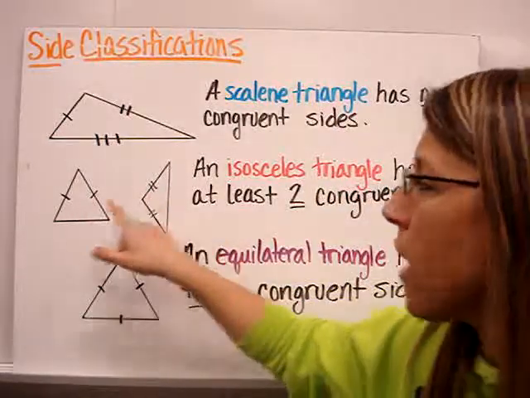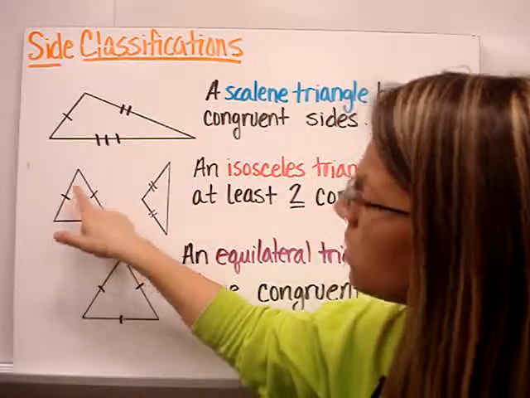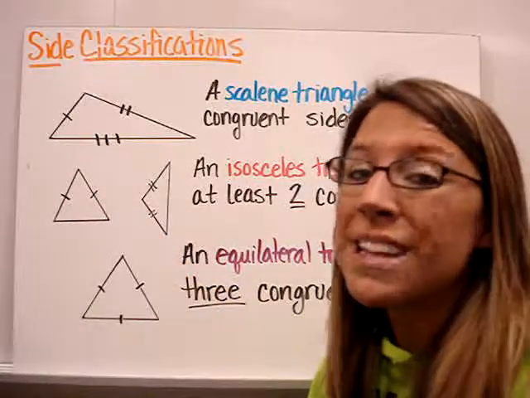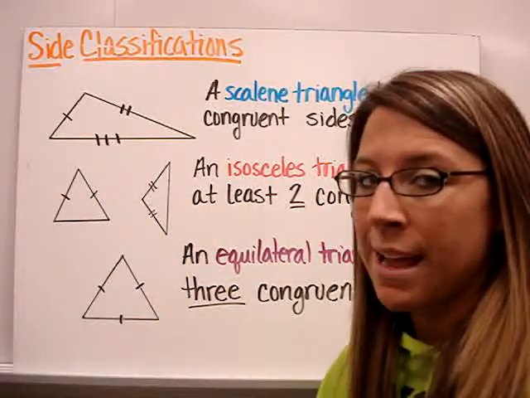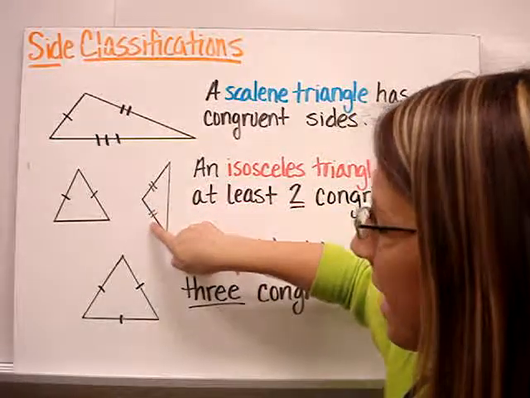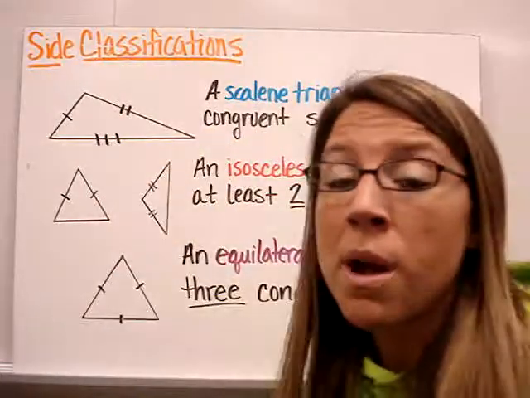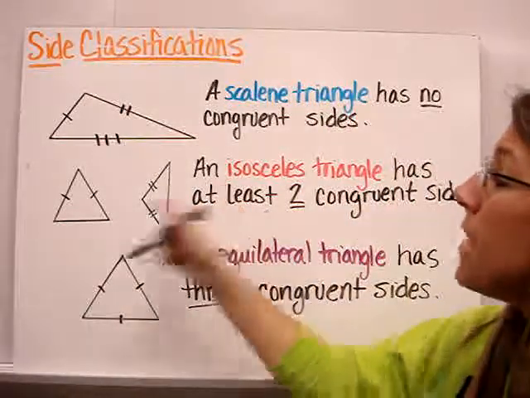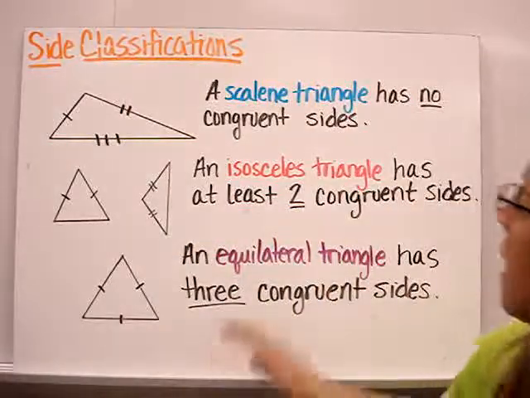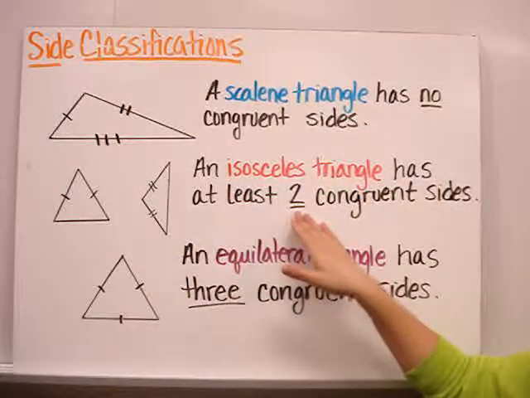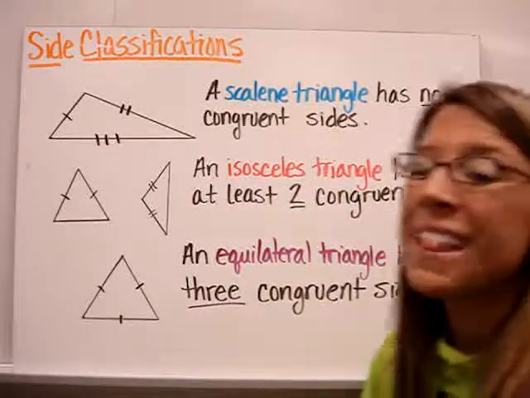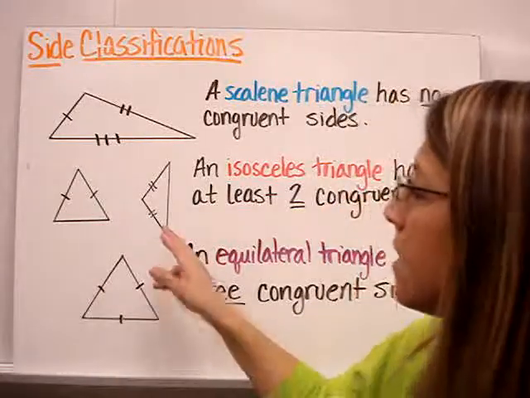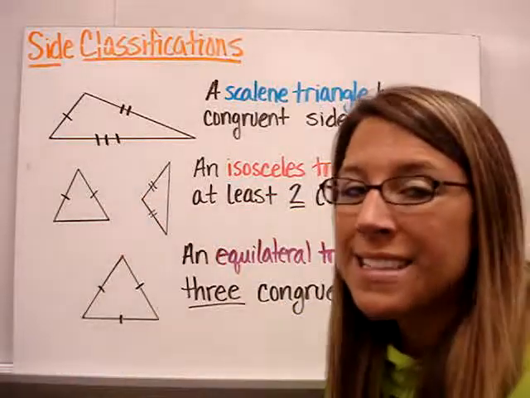Here we have two triangles. On this one, you can notice that the left side and the right side of this triangle have one tick mark each. That means that each of those sides are the same length. And then on this triangle, this side has two tick marks and this side has two tick marks. And that means that those two sides are the same length. So these are both called isosceles triangles. An isosceles triangle has at least two congruent sides. At least two. So this triangle has two congruent sides, it's isosceles. This triangle has two congruent sides, it's isosceles.